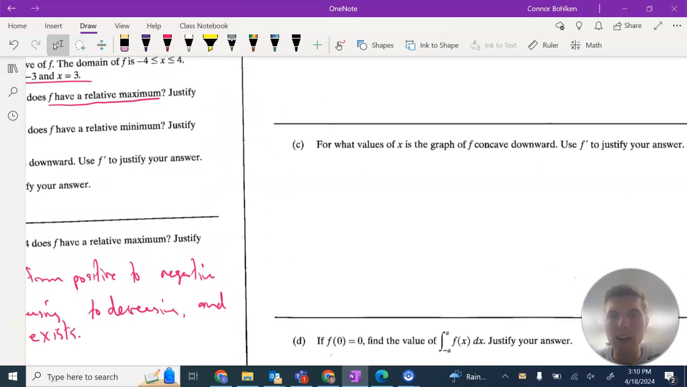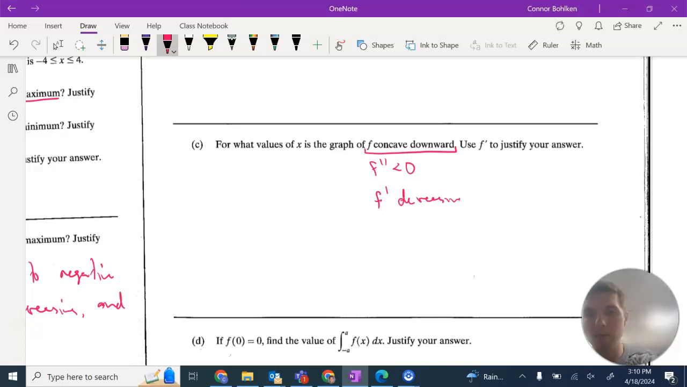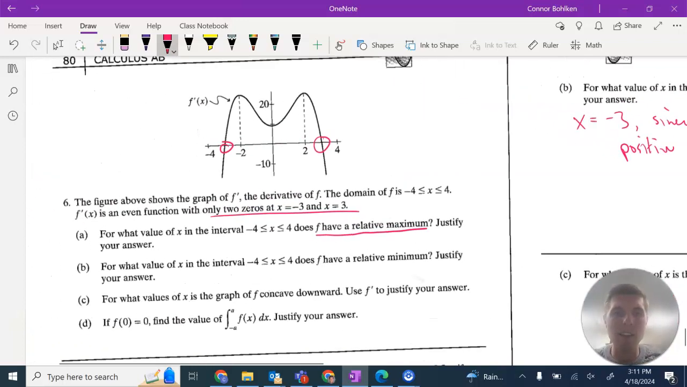Part C, where is f concave down? Use f prime to justify your answer. So there's two ways you can say this. You could say either f double prime is negative. Remember, concave down, you could say f double prime is less than 0, or f prime is decreasing. We definitely want to use f prime because it tells us, but also I don't have f double prime graph. I only want to reference something that exists on the page here. So if we look at our graph, it's f prime. I better use f prime in my justification.